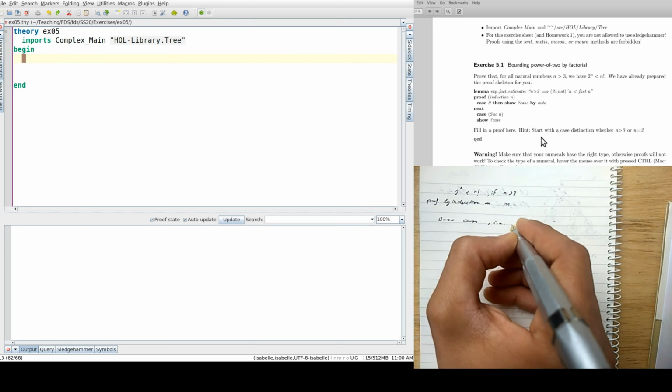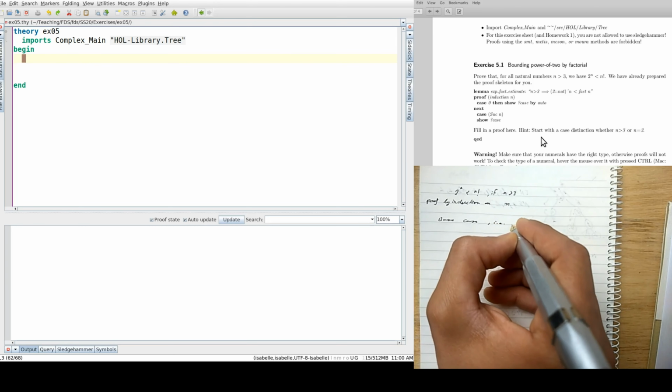And if n equals 3, then just by evaluating 2 to the n plus 1 and n plus 1 factorial, we have our goal, or we have proven the theorem for that case also. So basically it will be like 2 to the 4 is strictly smaller than 5 factorial, and that is obviously true.